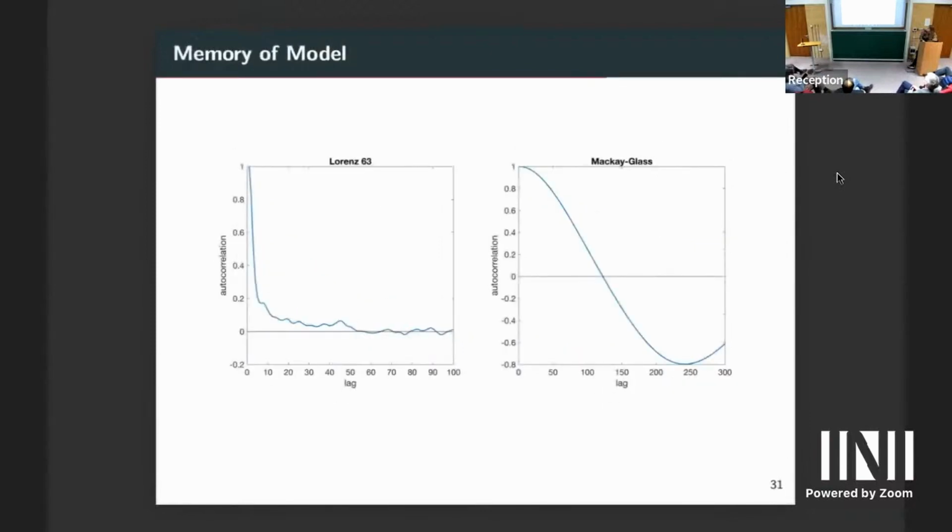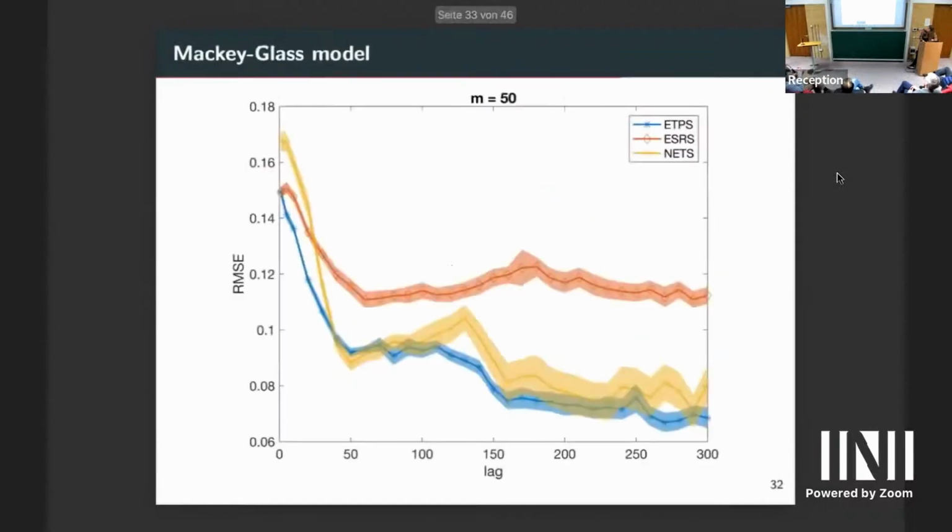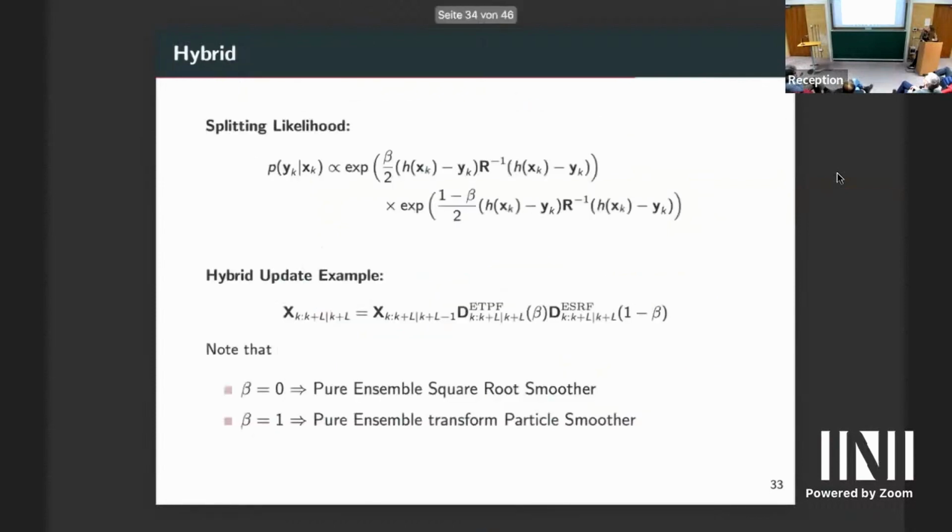Just really quickly, because I've been advertising doing smoothing, if you have a model with memory, then you can also improve on this by doing the smoother rather than the filter.